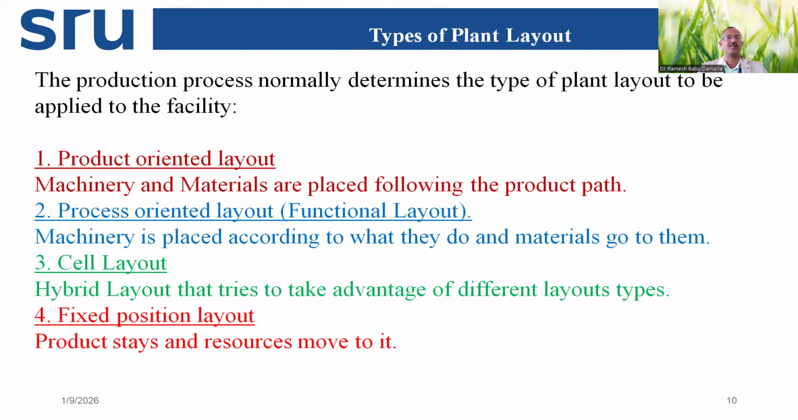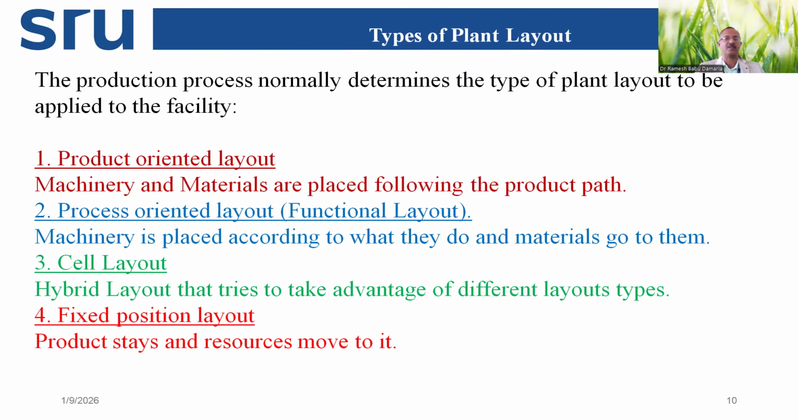Second one is process or functional layout. Machinery is placed according to what they do and materials go to them. Means here we keep a particular kind of machines in one room, one cell or one unit. Like all the lathe machines are kept in one room, all the milling machines in another room. In case of food processing, all frying equipment in one room, all cutting equipment in another room, all packaging in another, like this. In cellular layout, we try to take the advantage of both the above layouts. It is called a hybrid layout.